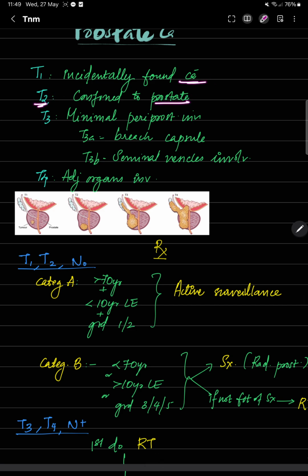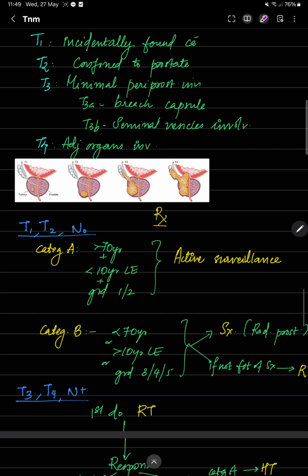T2 means confined to the prostate. T3 means minimal periprostate involvement. That is, if the capsule is breached, that is T3A. If the seminal vesicle is involved, that is T3B. So this is a question: in which stage seminal vesicles are involved? That is T3B. T4 means adjacent organs like the bladder are involved. Bladder, rectum are involved. Okay.